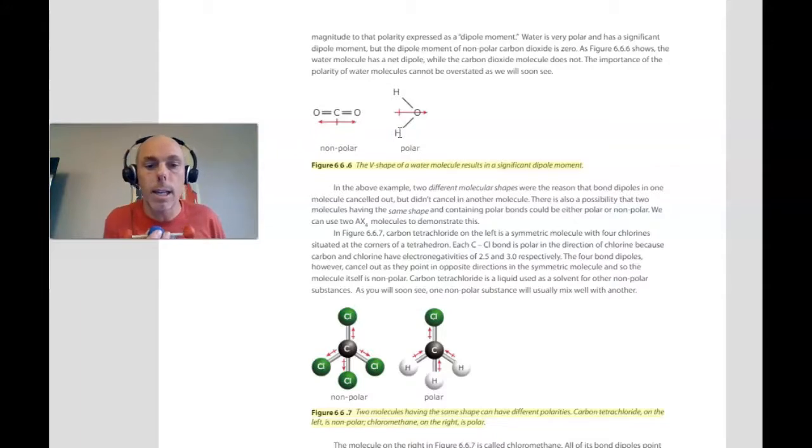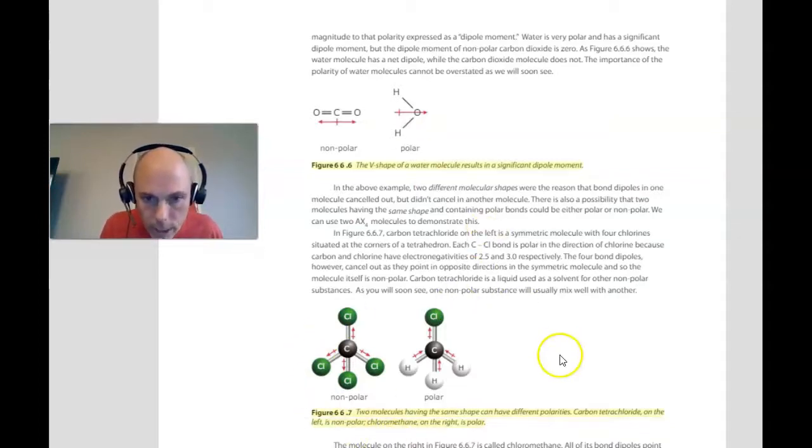Carbon dioxide, again, is nonpolar because although its bonds are polar, it's symmetrical. And what that means is those polar bonds cancel each other out. The bond dipoles cancel each other out, rendering the molecule overall nonpolar.